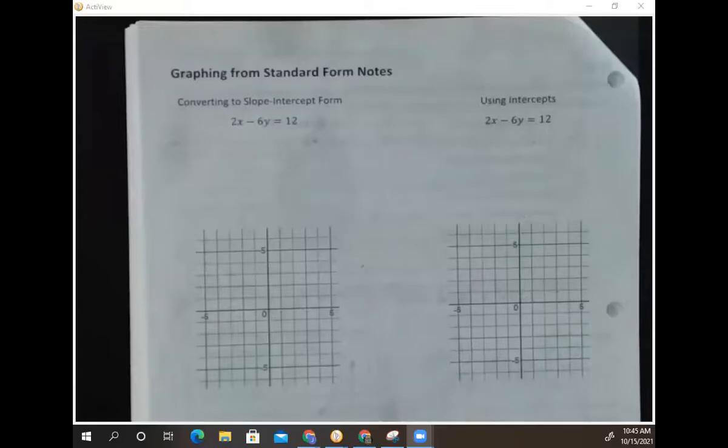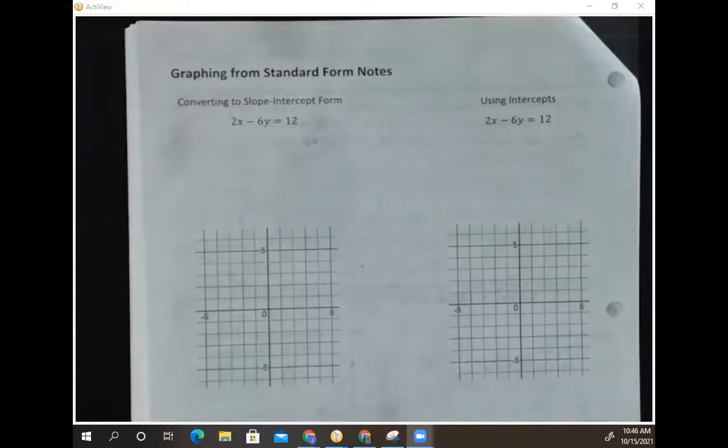Okay, good morning, you guys. We are on page 112 today in your notes packet. Yesterday, we started talking about standard form for linear functions.